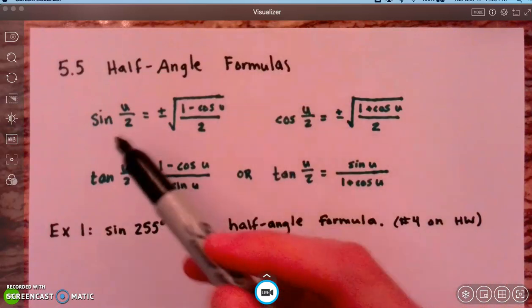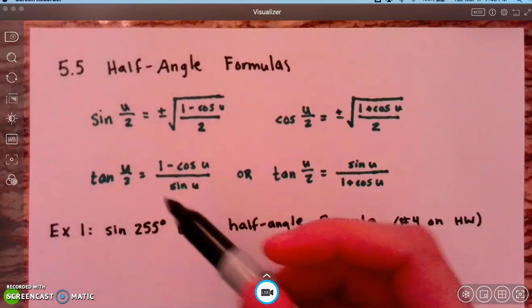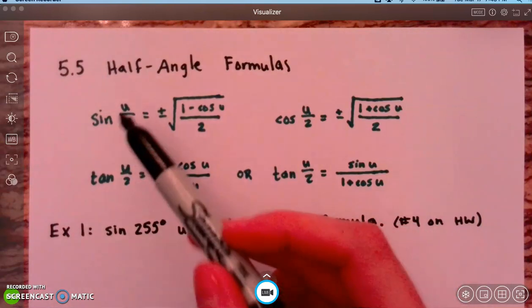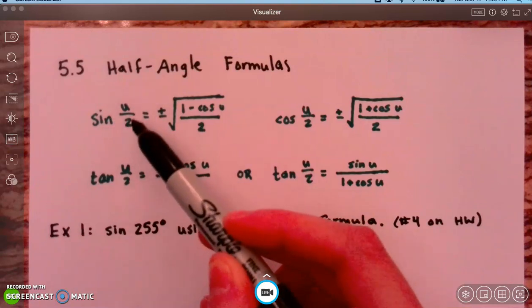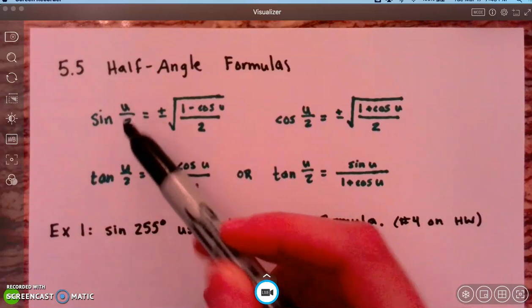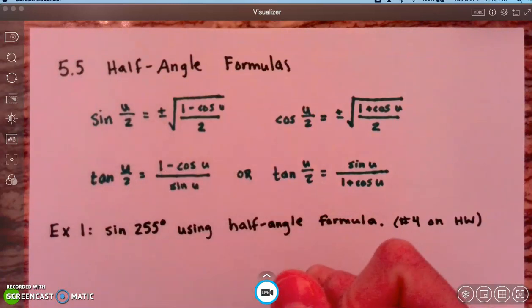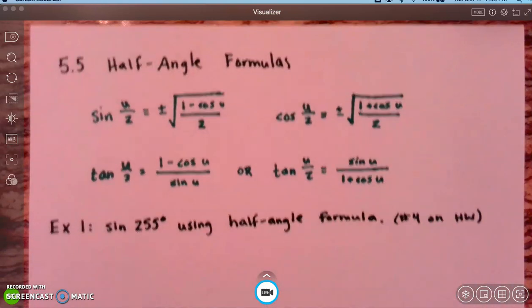So for example, if we wanted to find sine of 15 degrees, we know that 15 degrees is not a special angle, but instead we could rewrite 15 degrees as 30 divided by 2. And the reason that we want to do that is because 30 is a special angle, so we have exact values for it. So we're going to take a look at this first example.